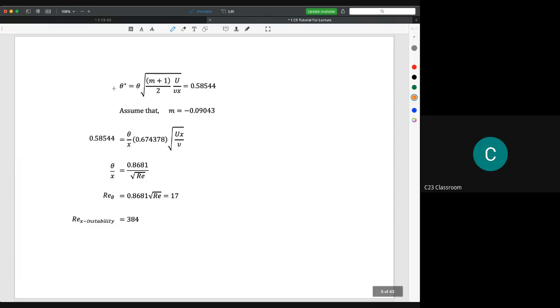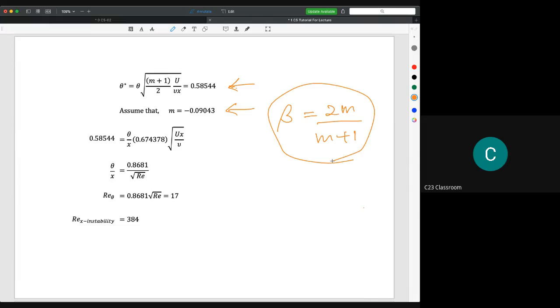So then we do the same calculation. This is the Falkner-Skan equation. We equalize it with 0.58544, and then we assume that m is equal to negative 0.09043. I think you could check this by beta equal to 2m over m plus 1. If you substitute the value of beta, you will get the value of m, and then we put it here, and then we could get the value of this one, 0.58554.